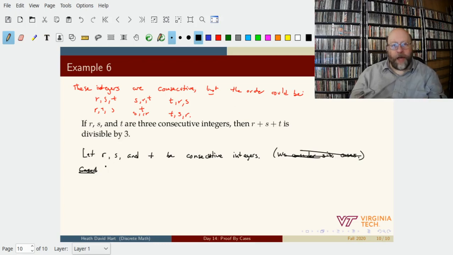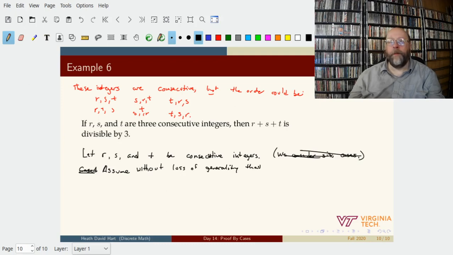And instead, I'm going to go straight to saying assume. And here's my weird phrase that indicates that this one case is going to do the work for all 6: without loss of generality. That's my phrase that says I am writing one of the cases, that if these are consecutive integers, that s is equal to r plus 1 and t is equal to r plus 2.